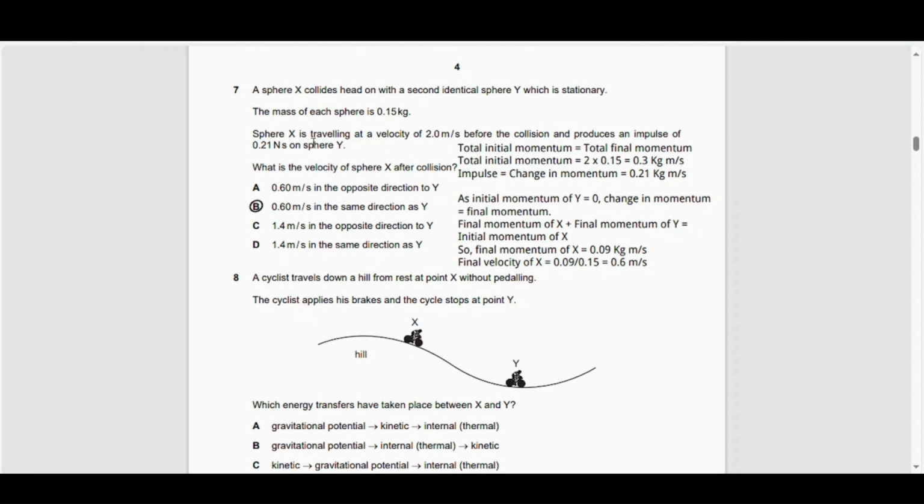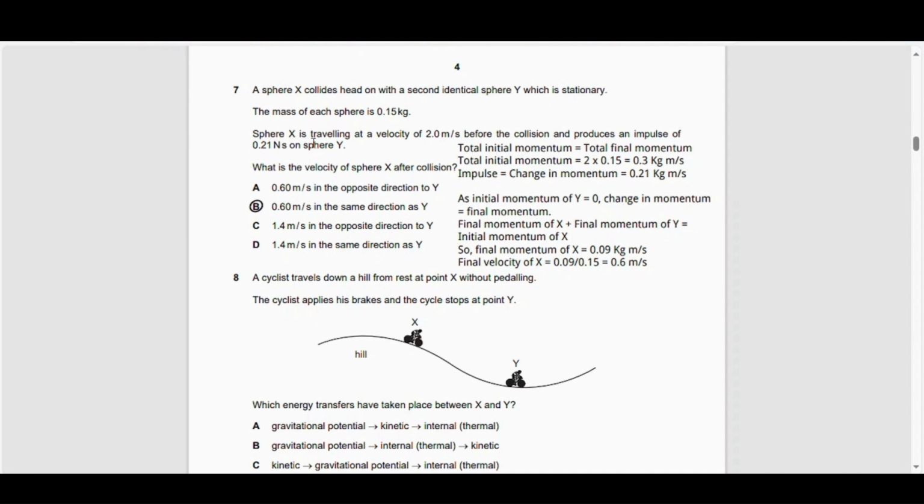Now, this is an important bit of information because the impulse, which is the force multiplied by the time, is also equal to the change in momentum. So here we know that 0.21 is equal to the final momentum of Y minus the initial momentum of Y. Again, you could also do this on X, but I'm just going to do this on Y because it becomes a little bit easier to equate.